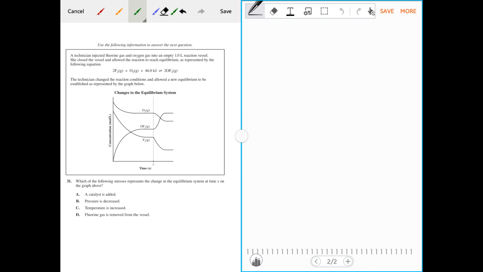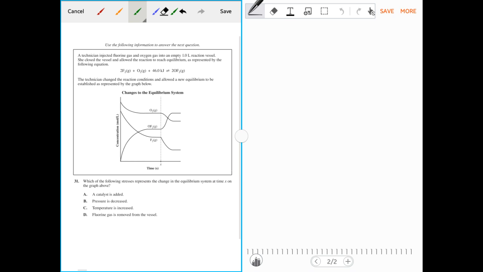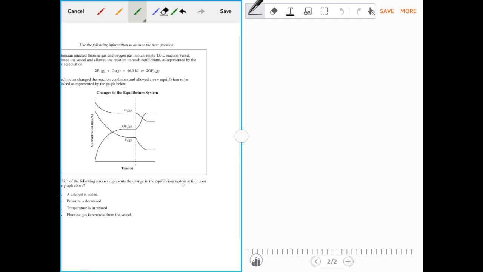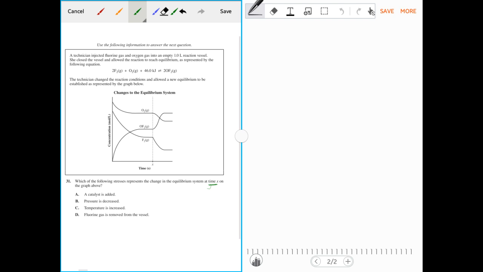Okay, so it says, a technician injected fluorine gas and oxygen into an empty 1-liter vessel. She closed the vessel and allowed the reaction to reach equilibrium. Okay, this is the equilibrium equation that is given. So we have fluorine gas and oxygen gas making oxygen difluoride. And it says, which of the following stresses represents the change in the equilibrium system at time x on the graph above? So that's an important thing to keep track of, time x.